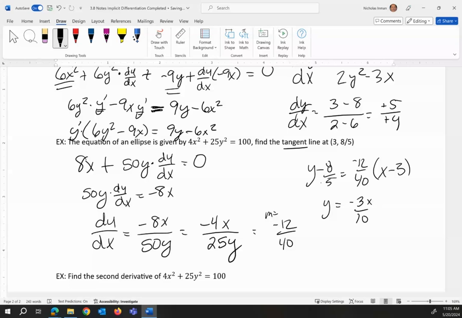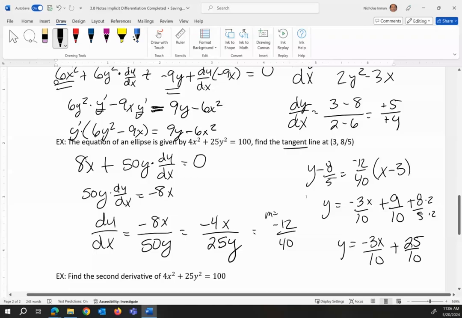So 3/10 times negative 3 would be positive 9/10. Then I have to add that 8/5 from the left to the right. Common denominator times 2, so 16 plus 9 is 25/10. And that could reduce, what, 5 and 5, so 5 halves if I want. All right, let's see what we got on our Desmos to take a look.